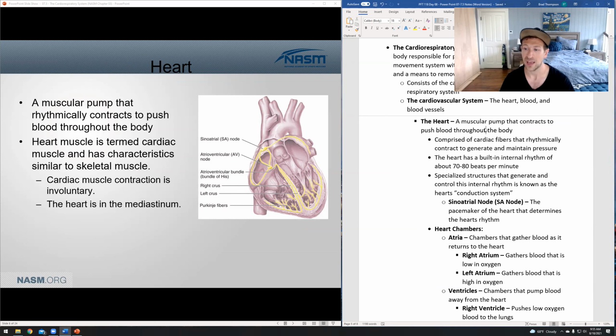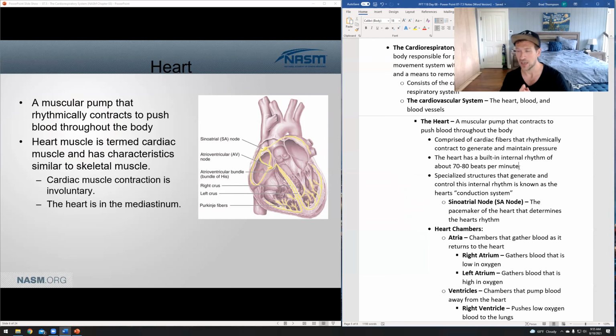Your heart itself is made up of cardiac cells, or cardiac muscle. Cardiac muscle is very good at rhythmically contracting, generating areas of high pressure, which move fluids away from that area to an area of low pressure. You can see we've got all these little chambers in here that allow those contractions to take place. Cardiac muscle is involuntary. It is under the control of your nervous system, but you do not have conscious control over it, right? It has a built-in rhythm of about 70 to 80 beats per minute.